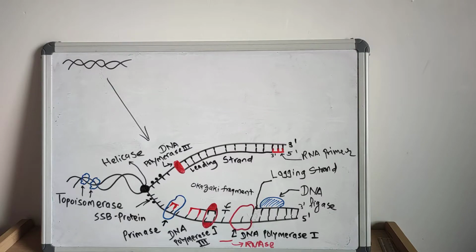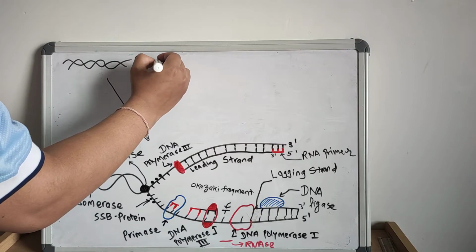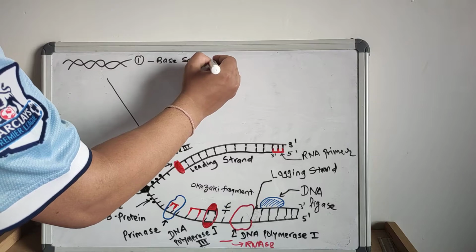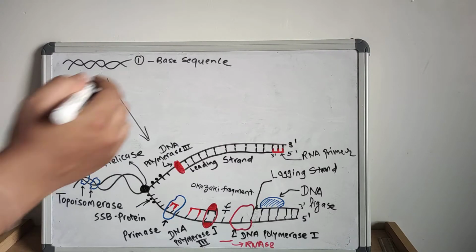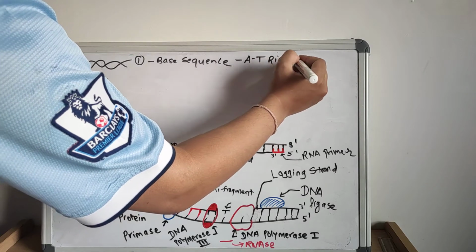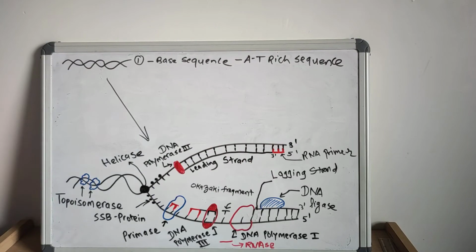Here, what happens first of all? The base sequence of the origin of replication is recognized. That is an AT-rich sequence. The AT-rich base sequence is recognized.